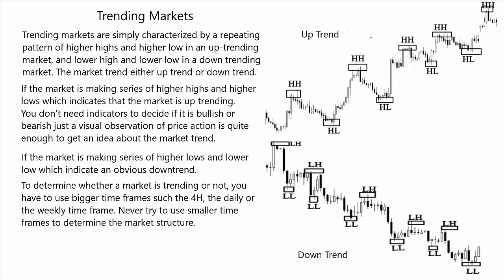If the market is making a series of lower highs and lower lows, that indicates an obvious downtrend. To determine whether a market is trending or not, you have to use bigger time frames such as the 4H, the daily or the weekly time frame. Never try to use smaller time frames to determine the market structure.